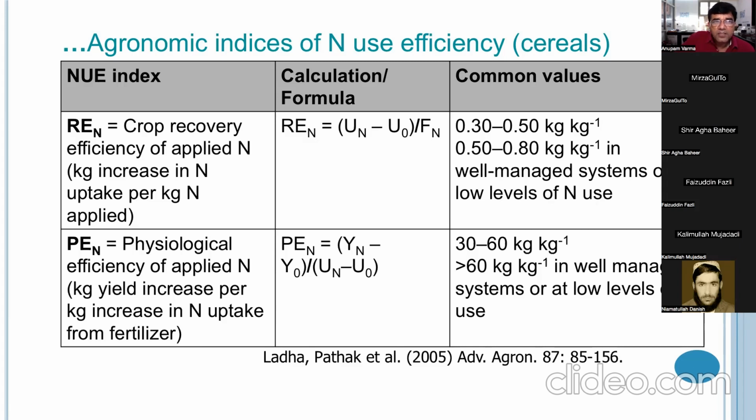And based upon this, you can make several numericals. For example, the rate of application of nitrogen was 40 kg per hectare, and the yield in this treatment was 5 ton per hectare, and yield in control was 2.5 ton per hectare. Calculate the agronomic nitrogen use efficiency. Similarly, several numericals can be designed and you can practice yourself.